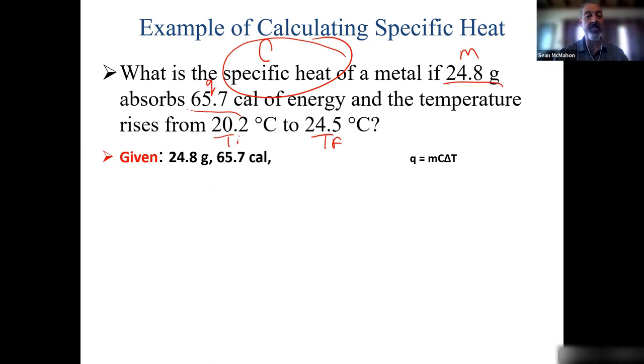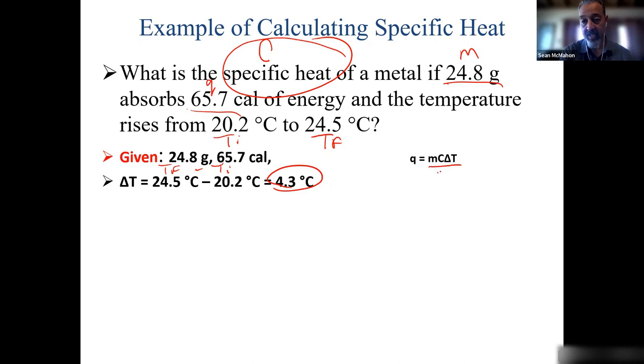That's my mass. It absorbs 65.7 calories of energy. That's heat, that's Q, because heat is a form of energy. There's a change in temperature. Remember, I'm always going final minus initial, and I get 4.3 degrees Celsius. So now I need to solve for C in this equation. What do I do for both sides? I divide both sides by the mass and delta T to cancel out, and that would give me my C. So my specific heat is Q divided by the mass times delta T.